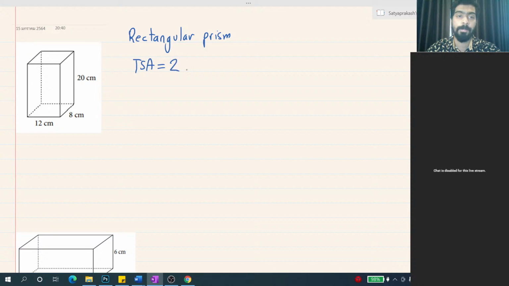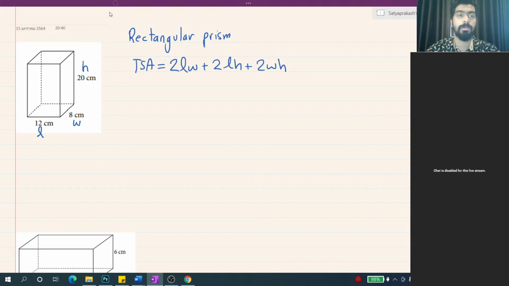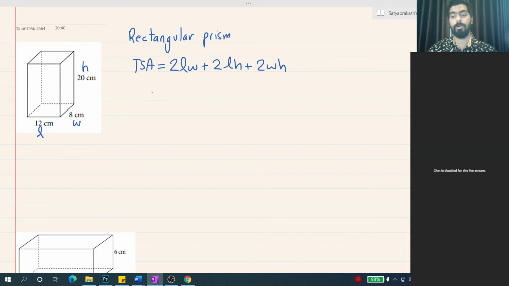So let us start off by writing the formula for the TSA, the total surface area. We have 2LW plus 2LH plus 2WH, where L stands for the length, W stands for the width, which is this one, and H stands for height, which is this one. Now we are going to take these and substitute them in the formula.